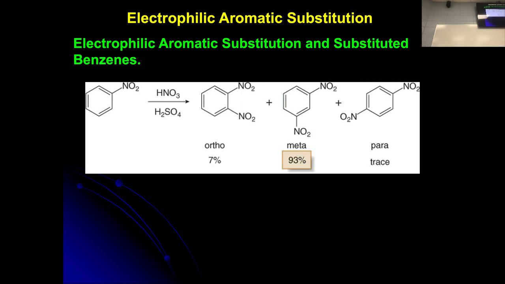That's all right. Where does the third one go? What's meta to this one? That. What's meta to that? That. What's ortho and para to that? That and that, right? So where's it go? It goes right there. The third one will go right there. That is trinitrotoluene. This is how they make TNT.